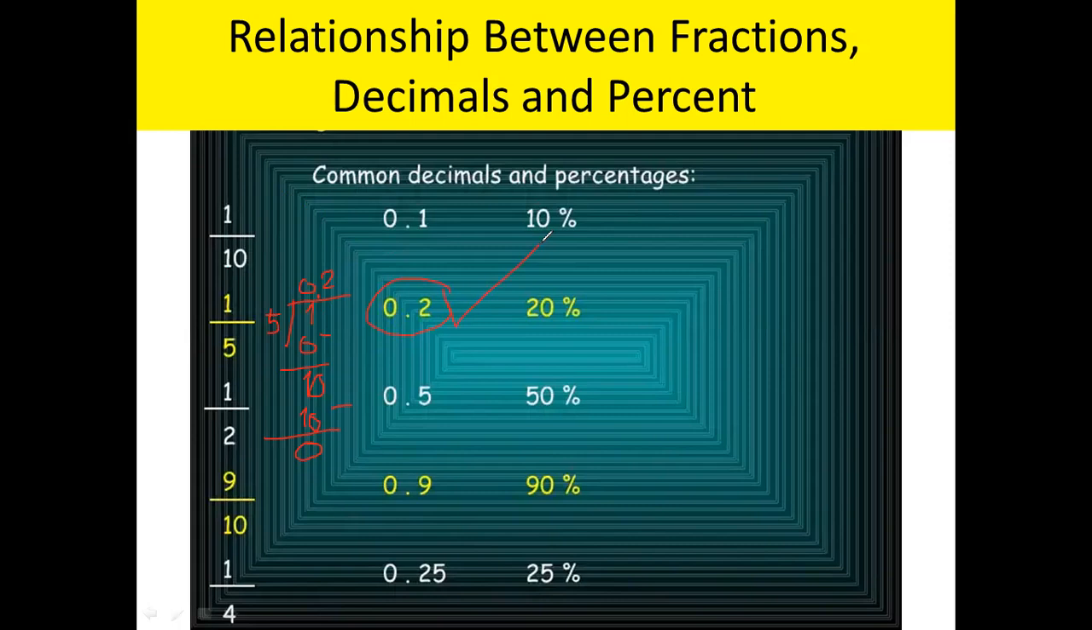Follow? All right. Now we convert that into a percent. We said we can multiply that with 100%. So 1/5 times 100%. 5 by 5 is 1. 100 by 5 is 20. So we have there 1 times 20. That is why our answer is 20%.